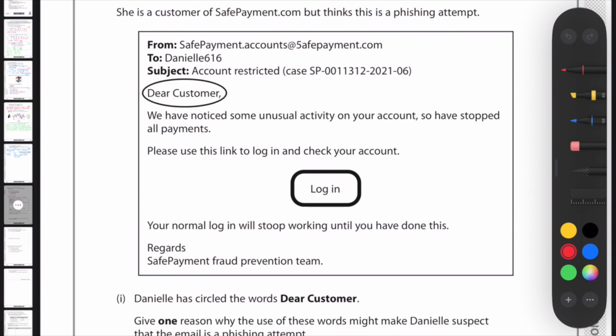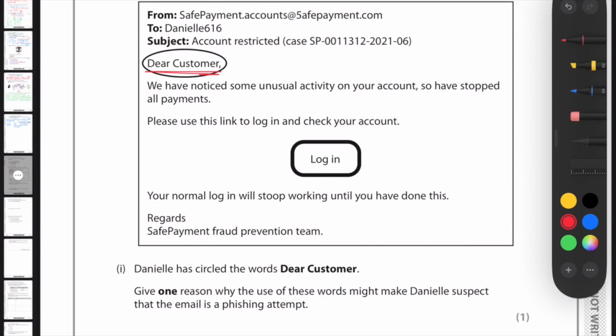So B. Danielle has circled the words "Dear customer." Give one reason why the use of these words might make Danielle suspect that the email is a phishing attempt. Okay, I will read this to you. We have noticed some unusual activity on your account. So I've stopped all payments. Please use this link to log in and check your account. Your normal login will stop working until you have done this. Regards, Safe Payment Fraud Prevention Team.